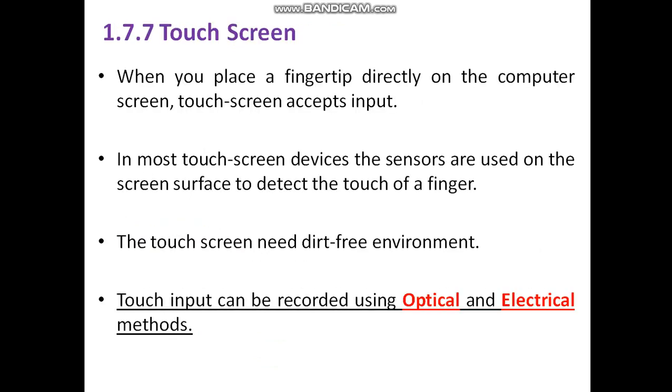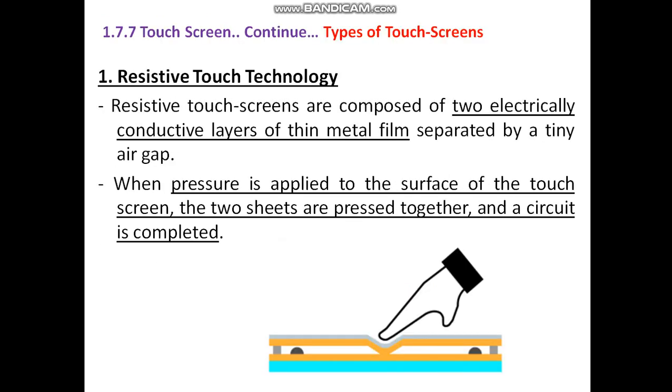So the touch screen is a sensitive screen. When we place a fingertip directly onto the computer screen, the touch screen accepts it as input. Touch input can be recorded using optical and electrical methods. So there are two types. The first one is the resistive touch screen, the second one is the capacitive touch screen.